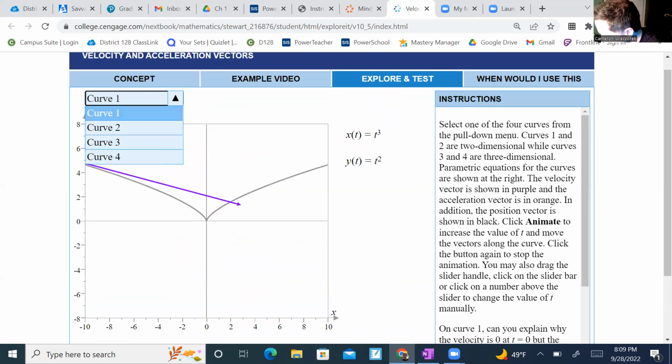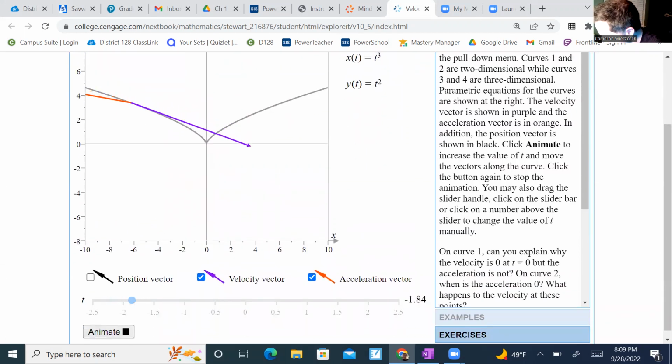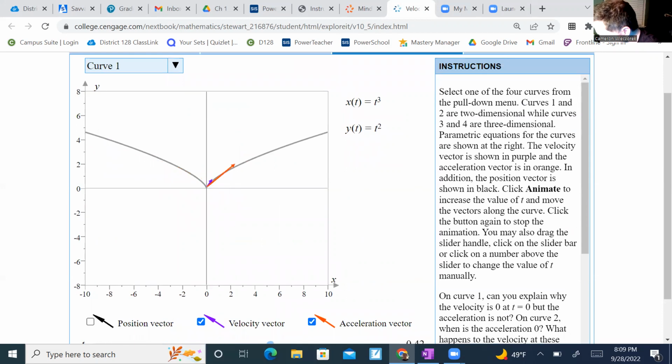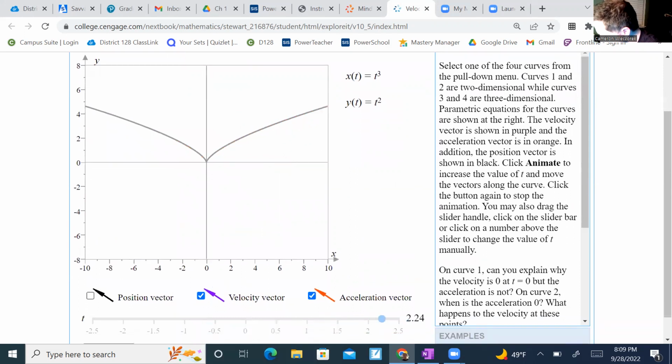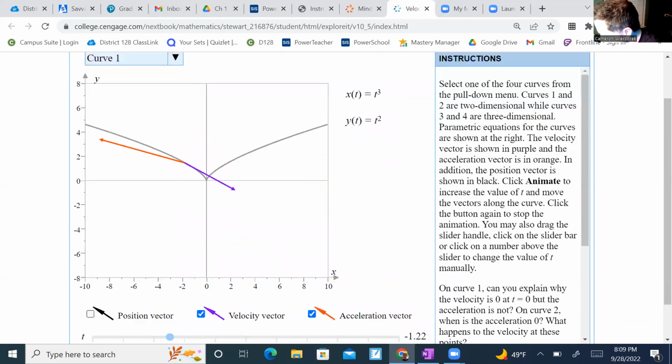Let me look at a different one here. This one looks like a swan. Yeah, clearly not forming a right angle all the time. Obtuse, acute, acute, acute. So you can see it's not always going to be orthogonal. So this animation hopefully convinces you. So you got a couple different ones you can play with.